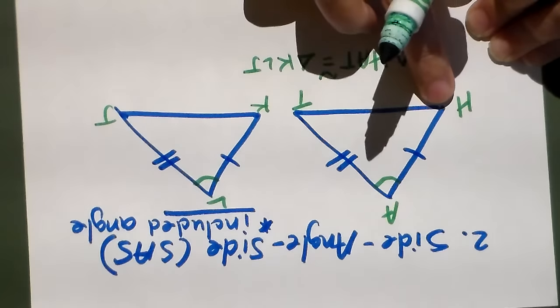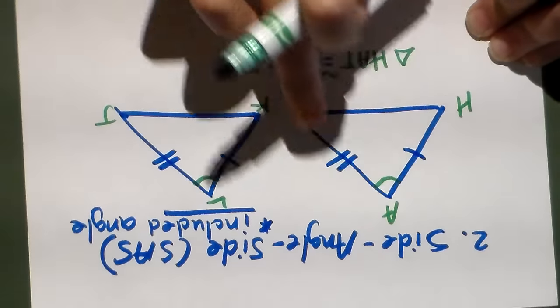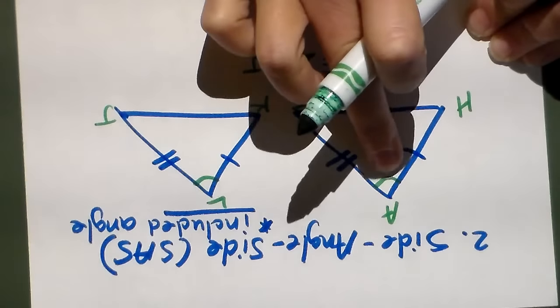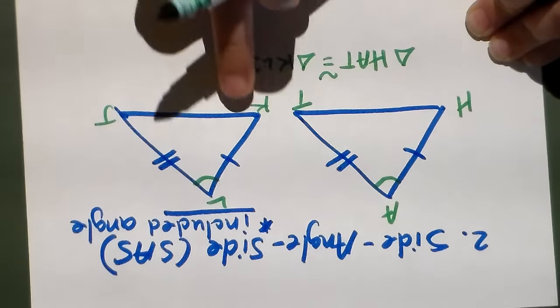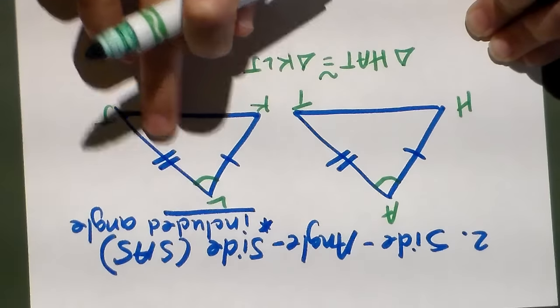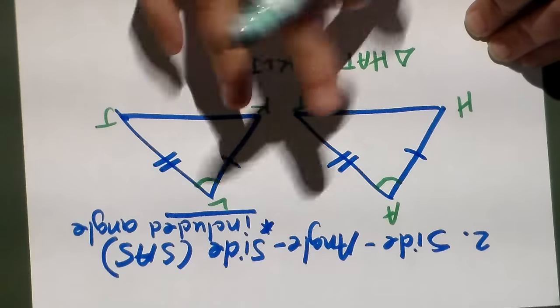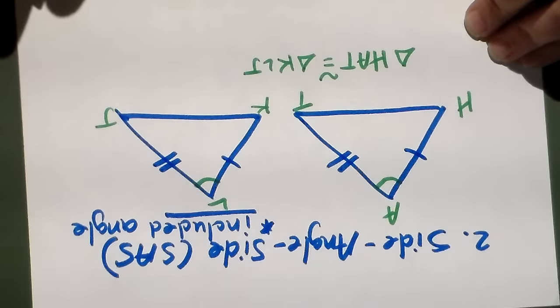You have to go in sequence. When I named the first triangle, I went HAT. I went from 1 tick mark to the angle to 2 tick marks. So I have to go from 1 tick mark to the angle to 2 tick marks for the second one. The triangles are not always going to be drawn like this where they're oriented perfectly for you guys.